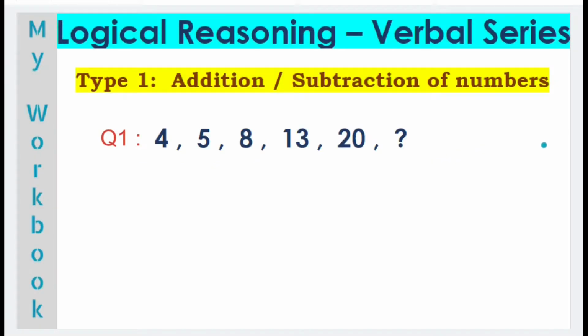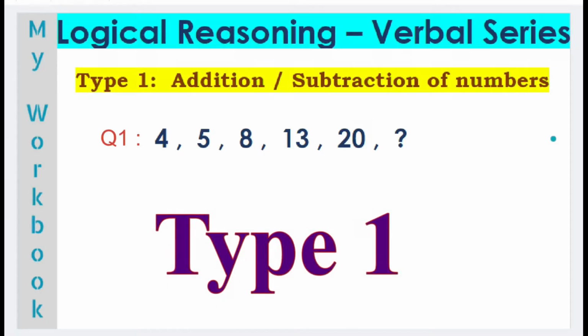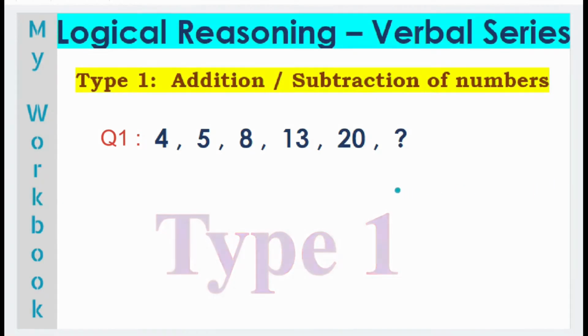We can group the possible questions in this topic into 5 types. We will see each of these types one by one. In type 1, we have addition or subtraction of numbers. In such series, the elements will increase or decrease gradually. So we can conclude that some number has been either added or subtracted from each of the elements.